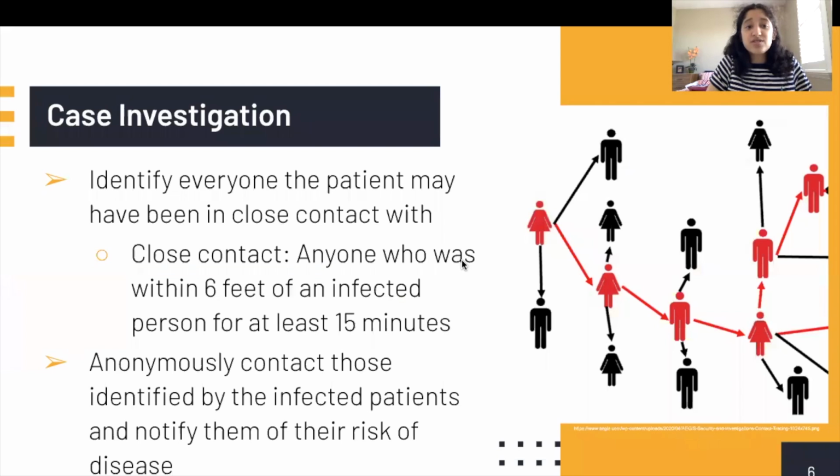The first step is known as case investigation, and it involves public health officials working with patients to identify everyone they may have been in close contact with. For COVID-19, a close contact is defined as any individual who is within 6 feet of an infected person for at least 15 minutes, starting from 2 days before illness onset until the time the patient is isolated. Public health officials then contact those identified by the infected patients and notify them of their risk of disease.